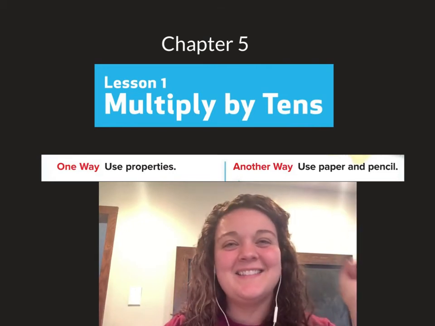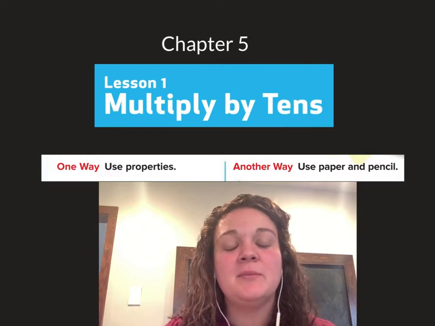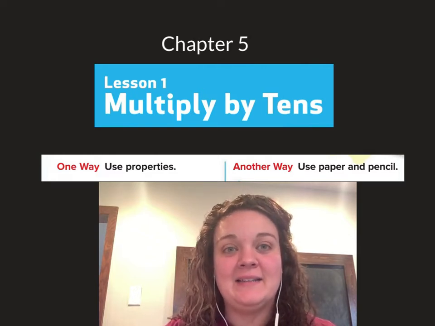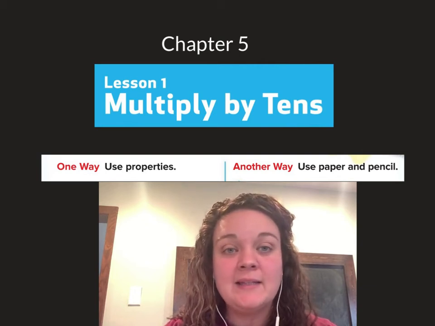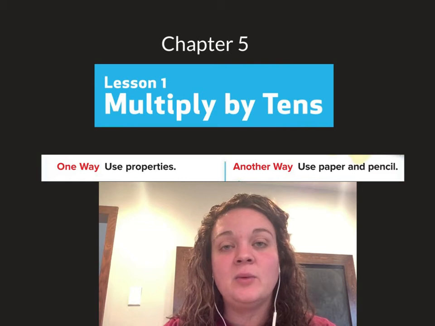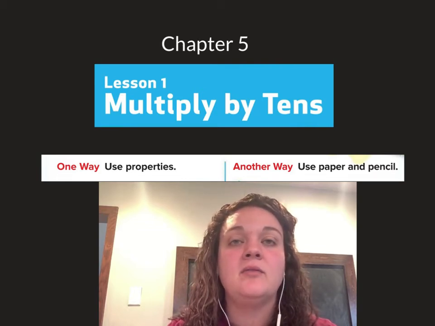Hey guys, welcome to Chapter 5, Lesson 1. Today we're going to be talking about multiplying by tens. So we're going to be looking at two ways. One way is using properties, and then another way is just kind of paper and pencil longhand kind of way.